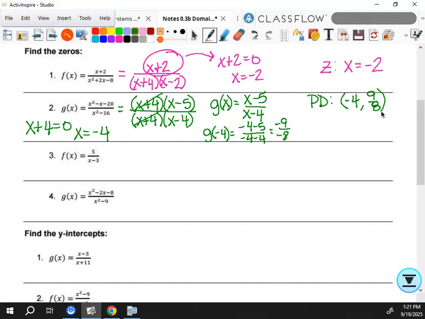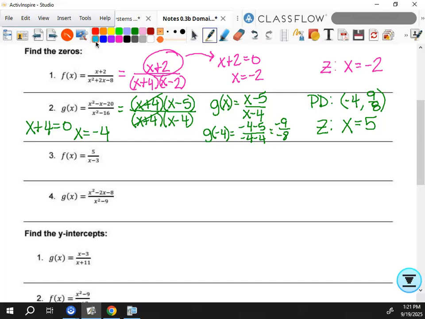Everybody with me? We still haven't answered the question that's even being asked, right? We are looking for our zeros. Those come from where? Numerator. So the only 0 I have is x equals what? 5. Yeah. Okay. Any questions? All right.